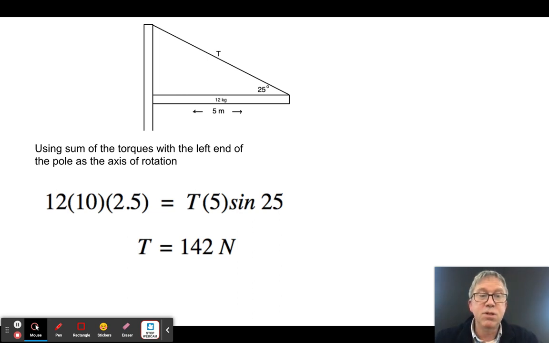But I've got to remember that in order to solve this next part, because now what I want to know is this. This force going in this direction is 142 newtons, but this plus the friction has to equal the mg of this board. Otherwise, this board would be accelerating upwards or downwards. So what I find is this.